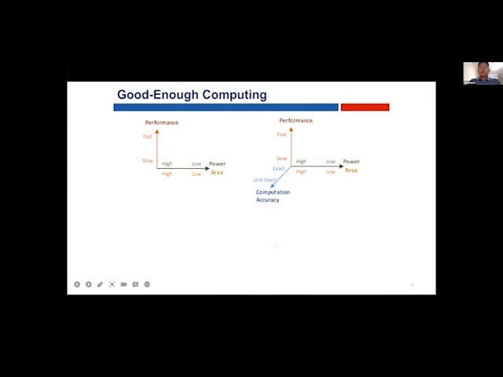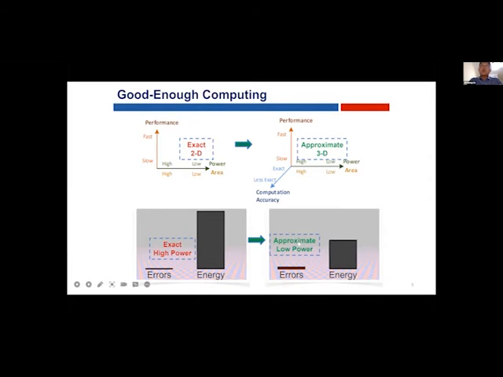The idea of approximate computing is to introduce computation accuracy as the third dimension of the design space. Conventionally we care about performance, power, and area, which is a two-dimensional design space. Now we further introduce a third dimension, computation accuracy, so it is a three-dimensional space. We don't want to introduce large errors. We just want to slightly allow some acceptable errors, but at the same time we can reduce the energy significantly. So this is important.